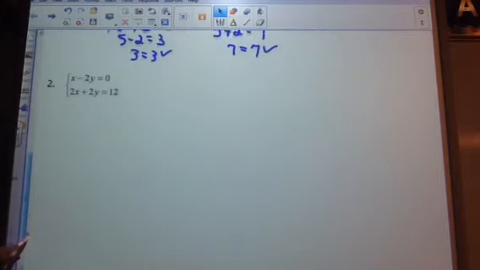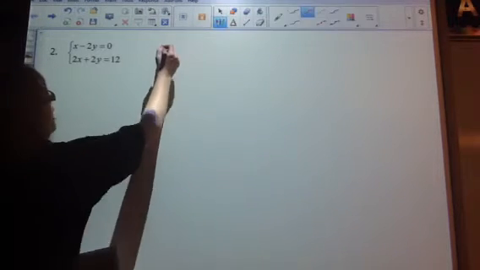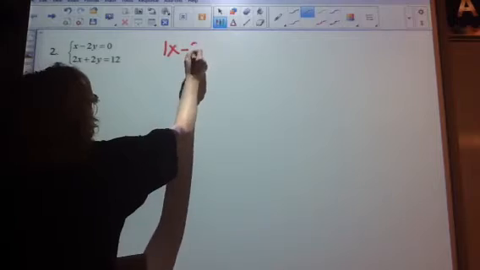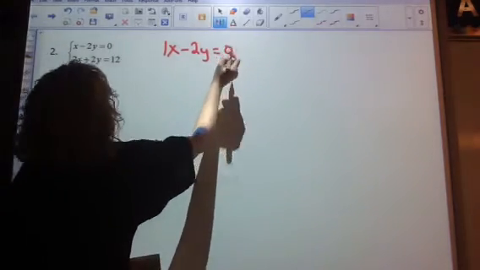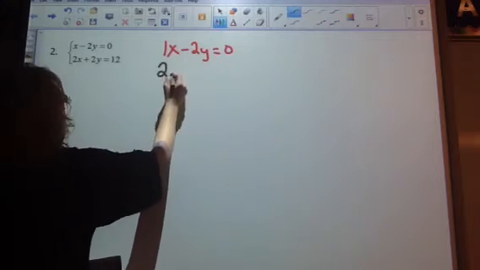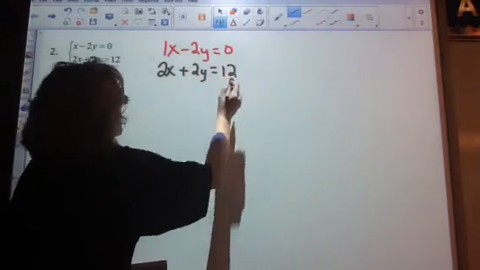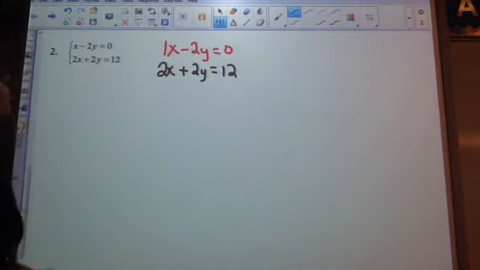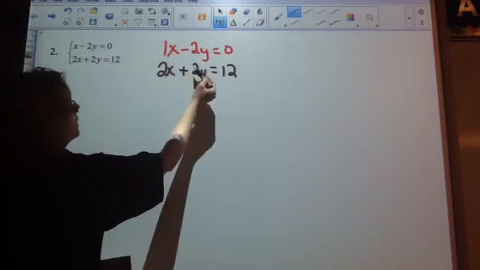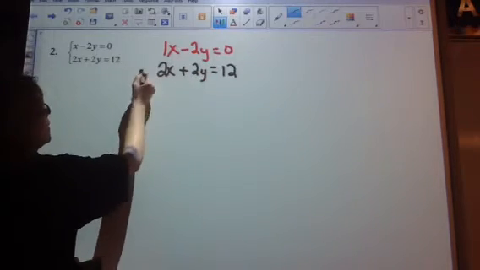Okay, let's do another one. Now on this one, we have 1x minus 2y equals 0, and 2x plus 2y equals 12. So you need to decide, are we going to add or subtract? Well, I have opposites here. I have a -2y and a +2y. You know they're going to cancel out if I add.